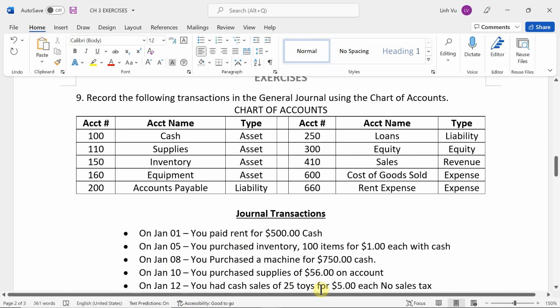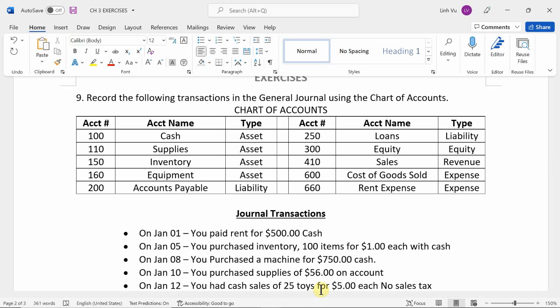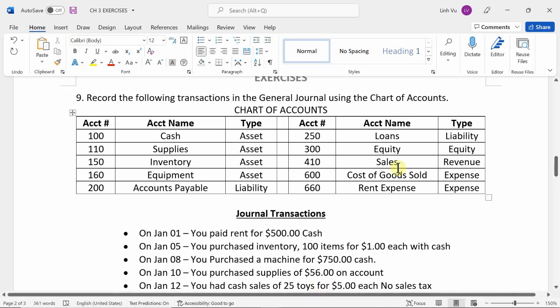Okay? So step 1, we determine that a transaction has happened. Yes, it has. Step 2, we need to understand how this affects the business. Well, I paid for rent. That means that's part of my operations. So yes, it affects my business. So step 3, determine which accounts are being affected. Well, I paid for rent. So in this case, do I have a rent account? Yes, I do.